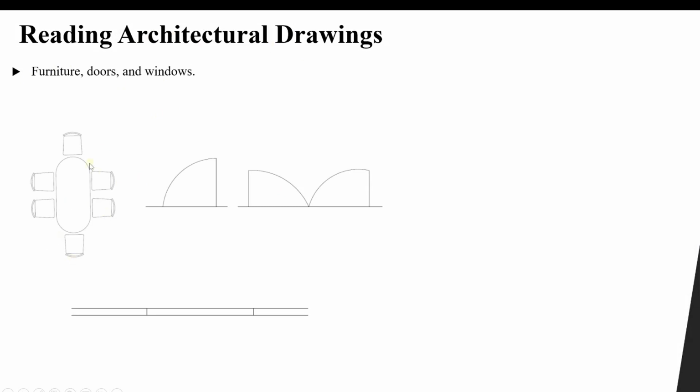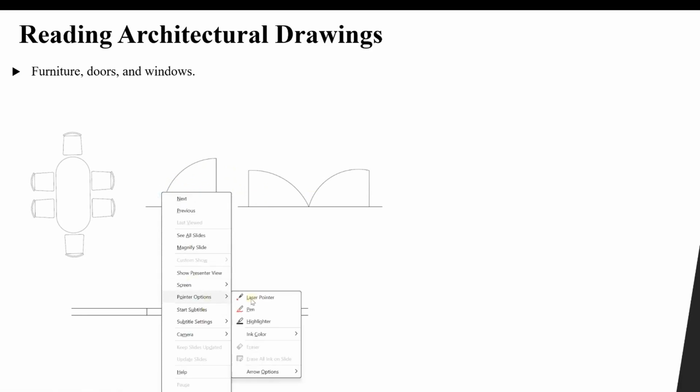Let's continue. Now also in the architectural drawing, we have furniture, doors and windows. Furniture will look like this. These are furniture. These are the symbols of chairs. This one is a table or a meeting table. You can see these ones are representing the doors. This one is a single door and a double door.